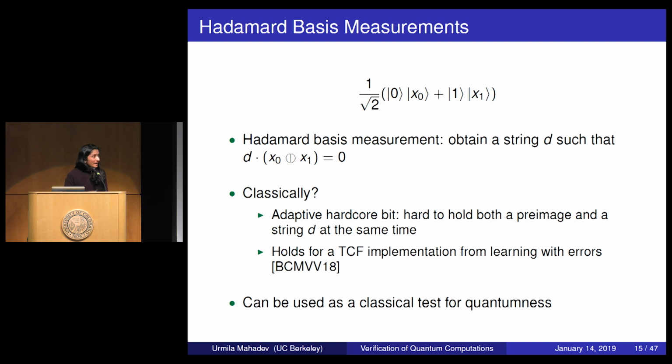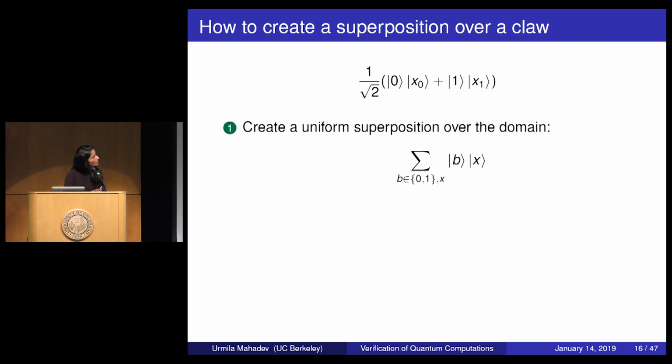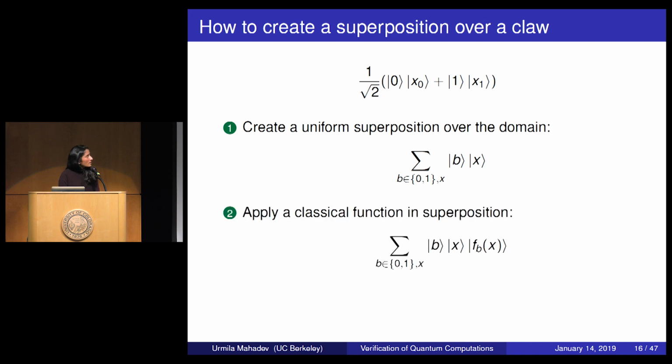Now, before I do that, I have one gap to fill in. Remember, I told you that it's very easy to create the superposition, but I didn't tell you how. So let's go through that now. What the quantum machine does is first create a uniform superposition over the domain. That's easy, he just applies the Hadamard transform. Then he applies the classical function in superposition. So he appends an extra register to his state, and he applies either F0 or F1, depending on the first bit B. Then he measures that last register to obtain an image Y.